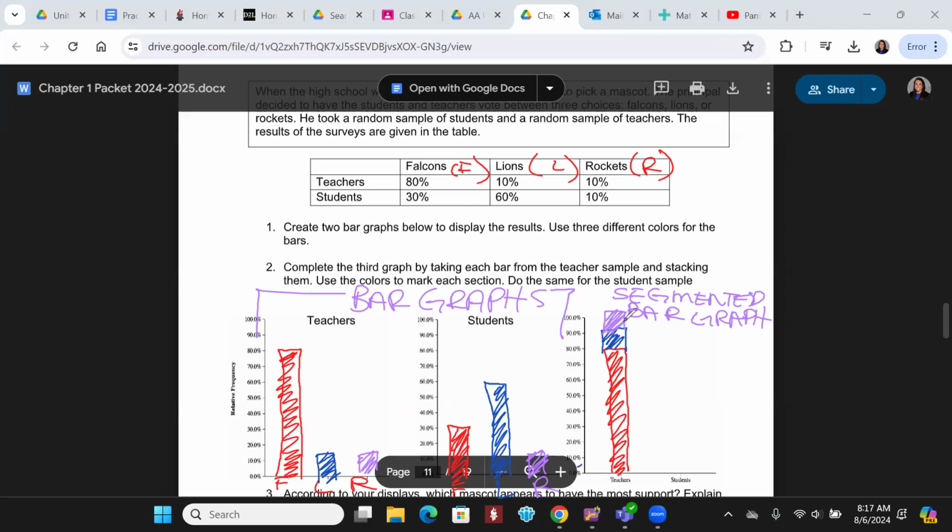So when you do a segmented bar graph, you are going to have it go all the way up to 100%. If it doesn't go up to 100%, you probably did something wrong. Can you draw the students one now? Make sure that you use the right colors. It should look something like that. Again, it has to go up to 100%.